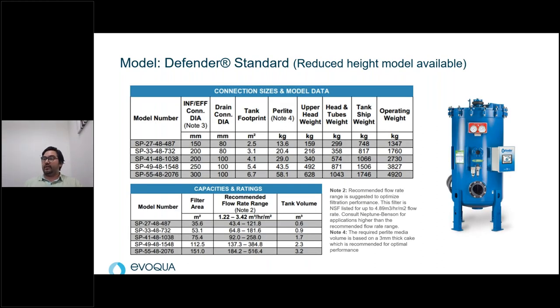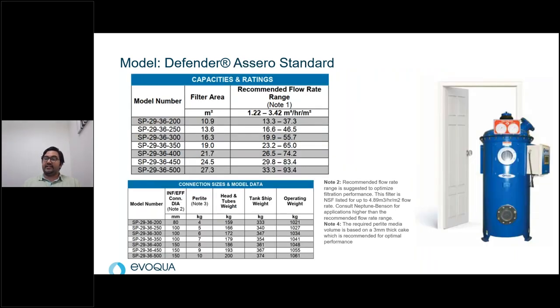Okay, we have three models to cater to the market. What you see here is our most standard unit. Our largest model can cater up to a flow of 516 cubic meters per hour, which typically would require 4 units of horizontal filter. This is our next stainless steel version, a smaller version of the Defender filter that can fit through a door. The largest model can cater up to 93 cubic meters per hour.